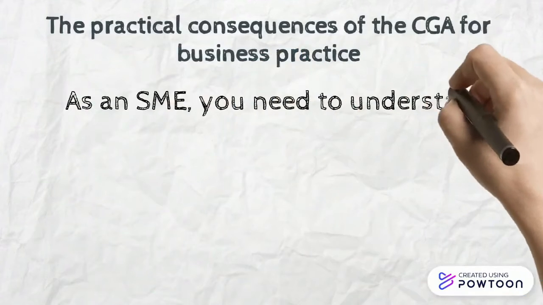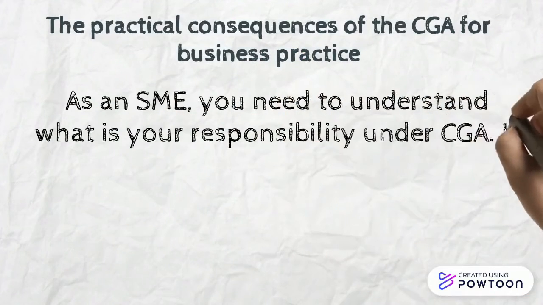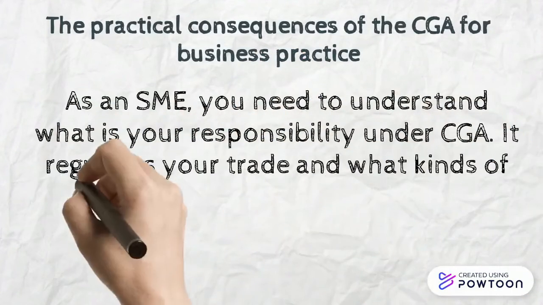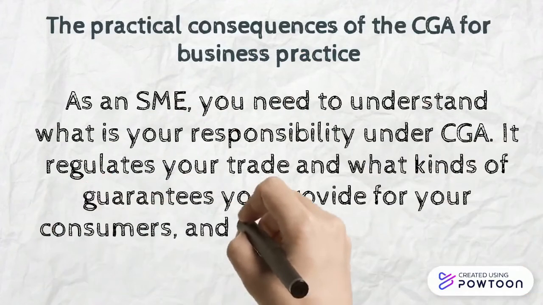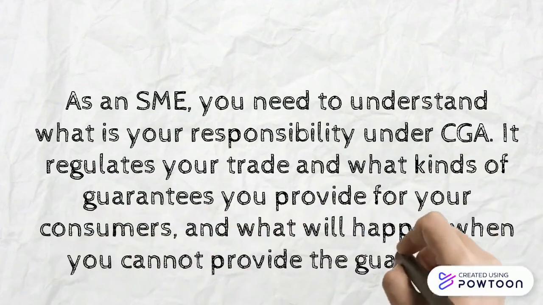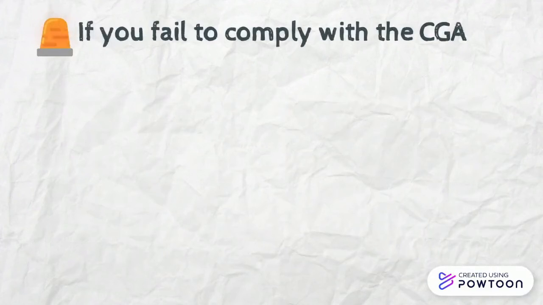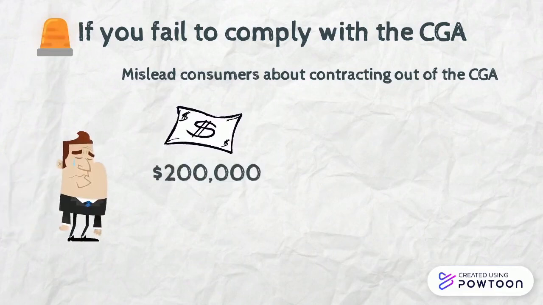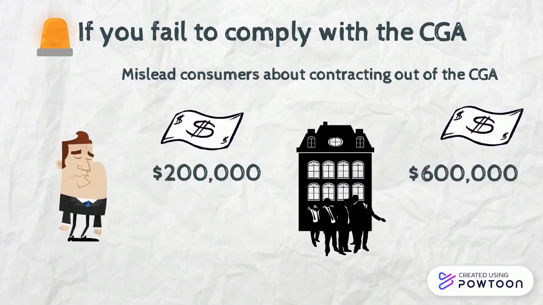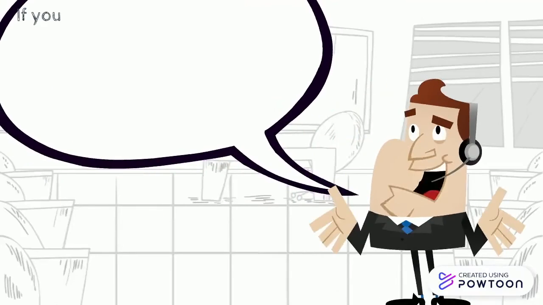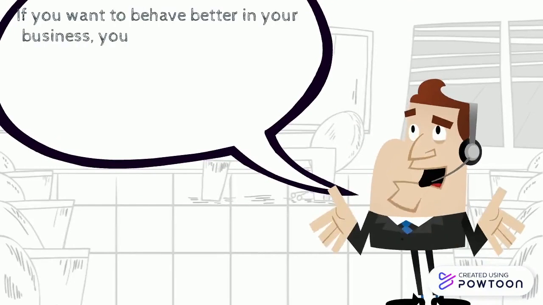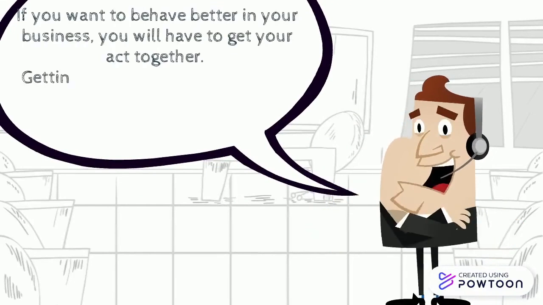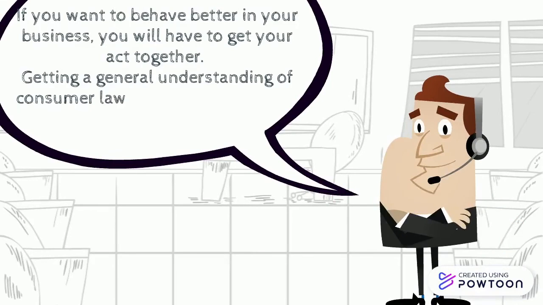As an SME, you need to understand what your responsibility is under the CGA. It regulates your trade and what kinds of guarantees you provide for your consumers, and what will happen when you cannot provide a guarantee. If you fail to comply with the CGA, you might face some penalties, such as if you attempt to mislead consumers about contracting out of the CGA, you will face fines up to $200,000 for an individual, or $600,000 for a company or other body corporate. If you want to behave better in your business, you will have to get your act together. Getting a general understanding of consumer law is something the best of both worlds.